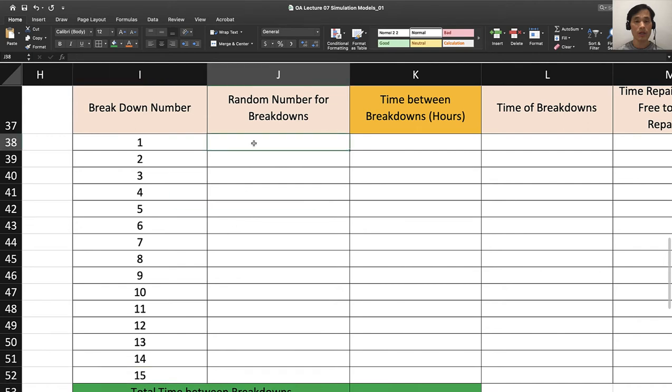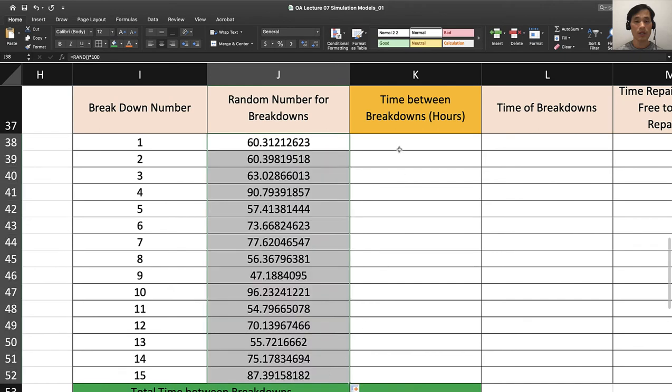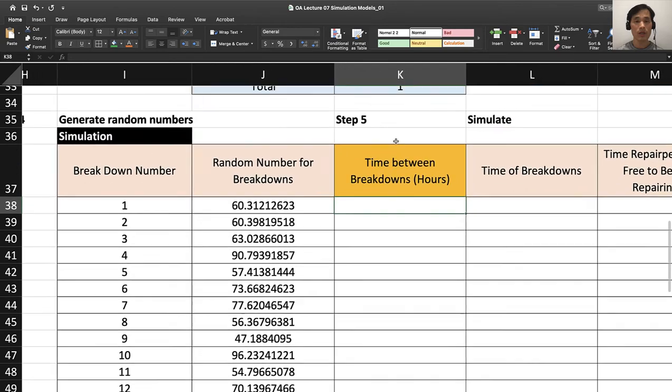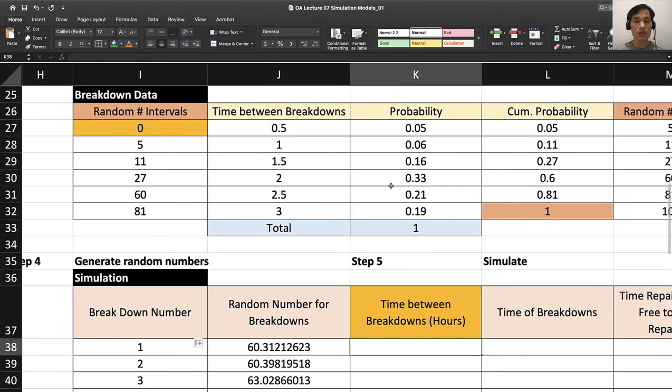And we want to generate a random number. It's easy: the RAND function times 100 is going to be your random number, and then copy that down. For time between breakdowns, we have to use this breakdown data to find that.